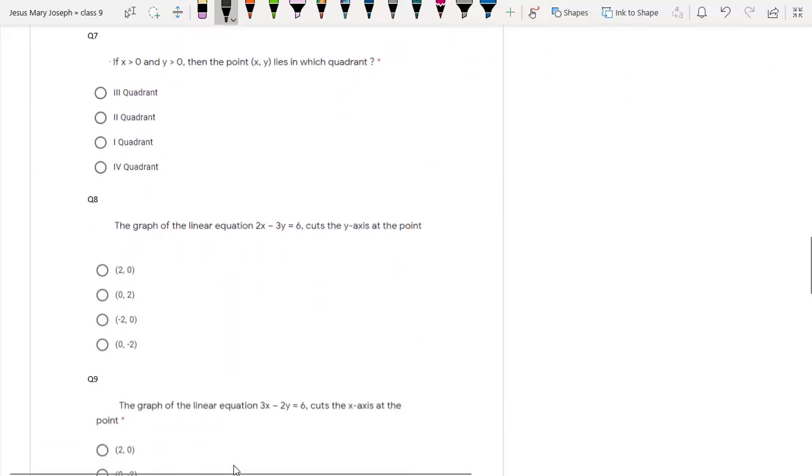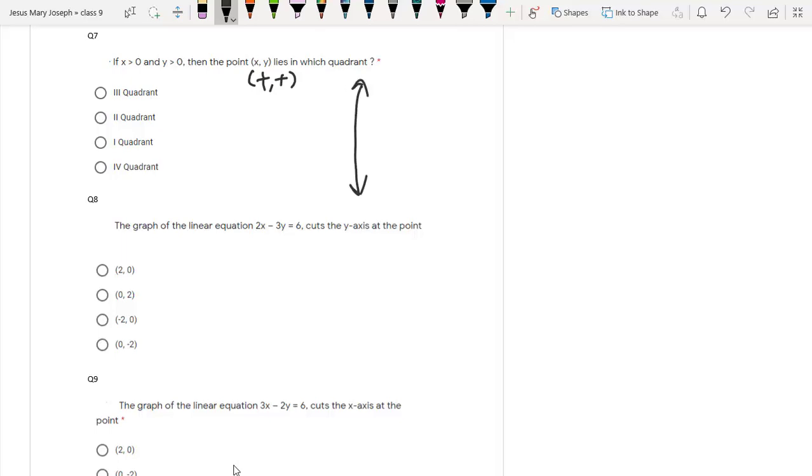Question number 7. If x is more than 0 and y is more than 0, then point (x, y) lies in which quadrant? You can just guess it very easily, because if x is positive and y is positive, they always lie in the first quadrant only. You can understand it like this also.